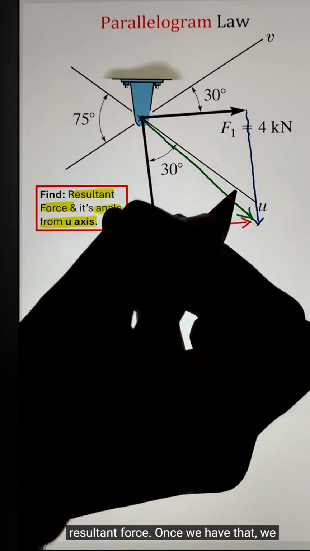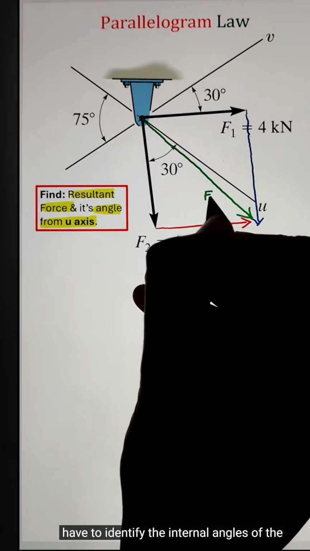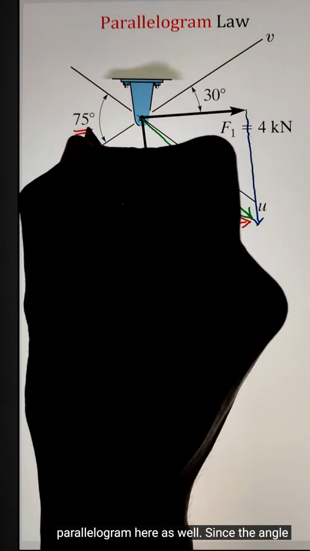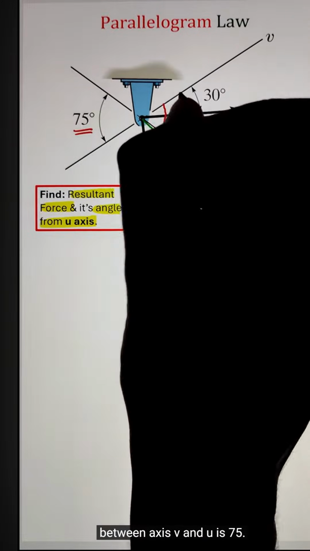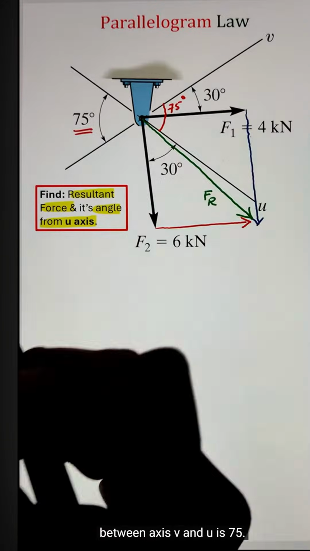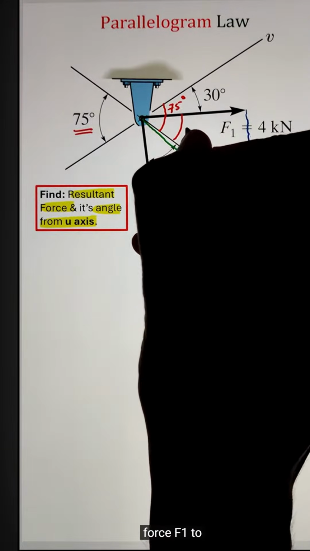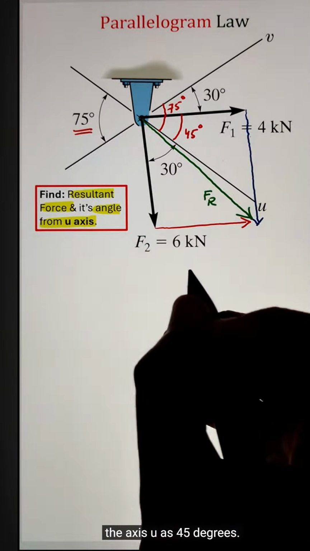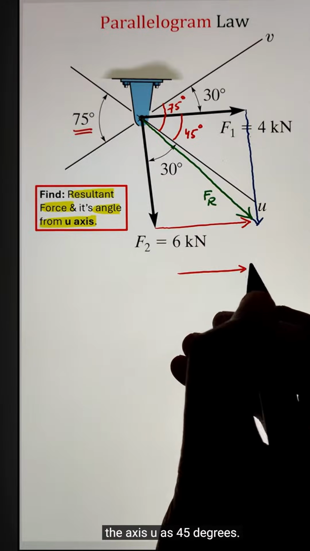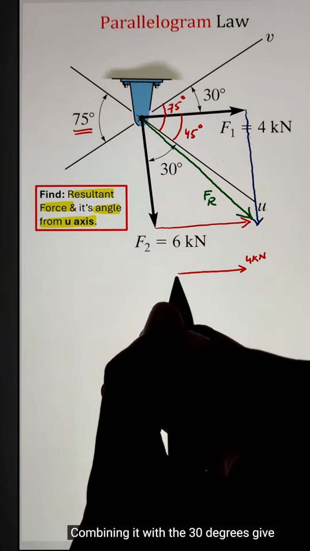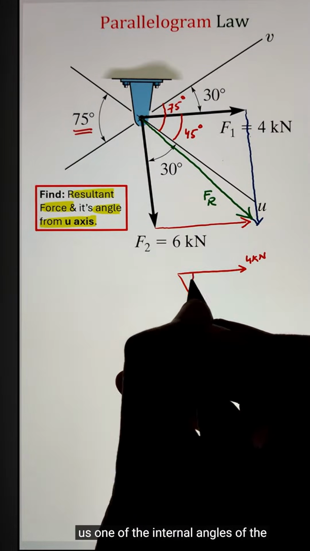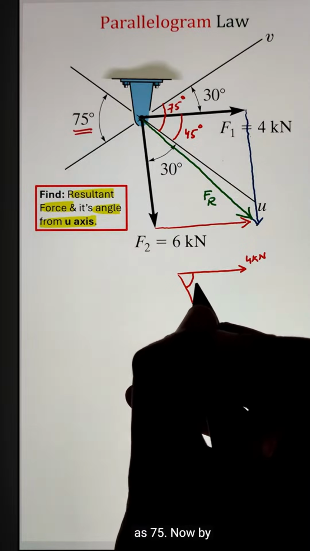Once we have that, we have to identify the internal angles of the parallelogram here as well. Since the angle between axis V and U is 75, this gives us the angle from force F1 to the axis U as 45 degrees. Combining it with the 30 degrees gives us one of the internal angles of the parallelogram as 75.